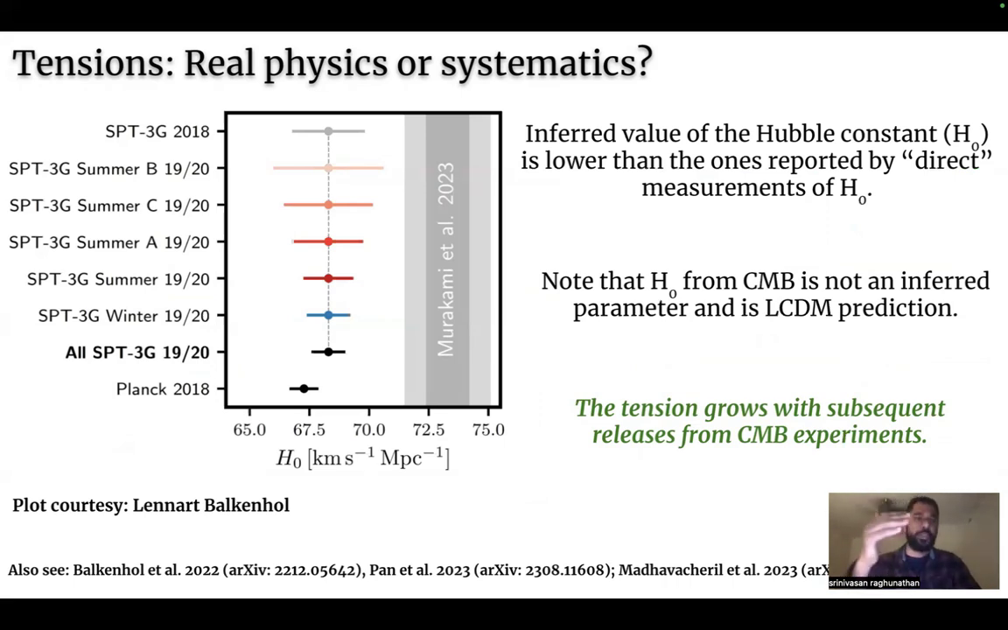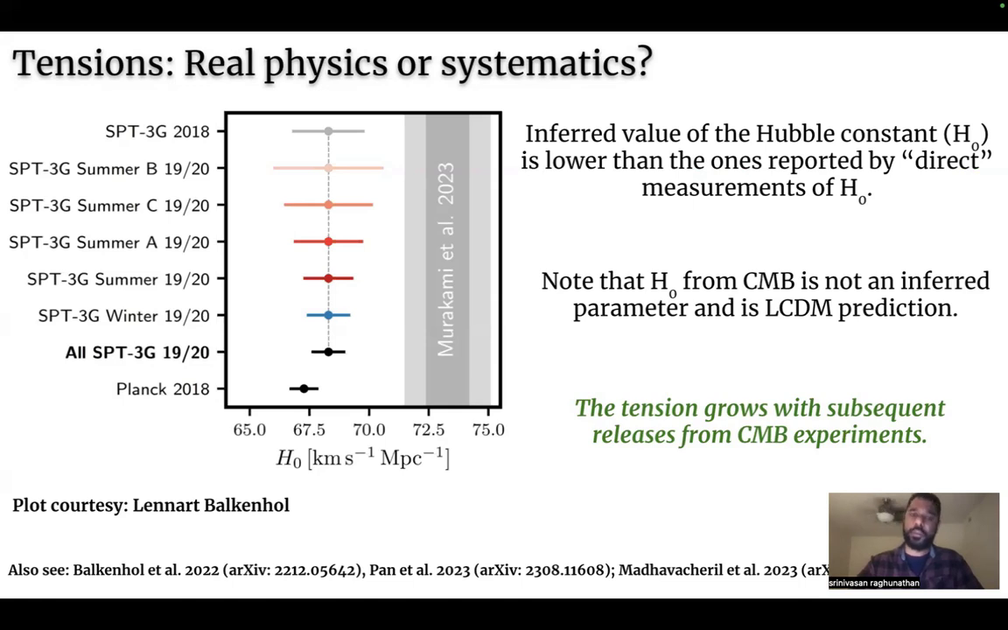You can see both SPT3G and Planck are consistent with each other. And then we also show the expectation for the upcoming release from the first 2 years of SPT3G. You can see that the error bars are shrinking. And when we combine all SPT3G data from 2019 and 2020, so the first 2 years of observation, you can see that the error bar on the Hubble constant is now becoming very comparable to Planck, which is great.